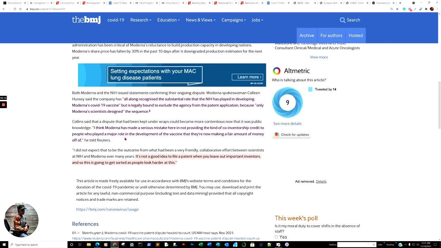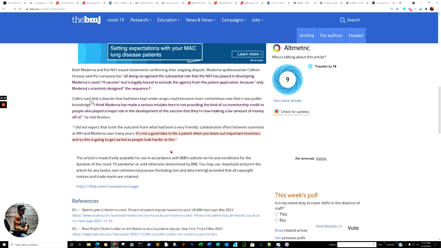And let's read the next thing. I think Moderna has made a serious mistake here in not providing the kind of co-inventorship credit to the people who played a major role in the development of the vaccine that they're now making a fair amount of money off of. It's not a good idea to file a patent when you leave out important inventors. And so this is going to get sorted out as people look at this.